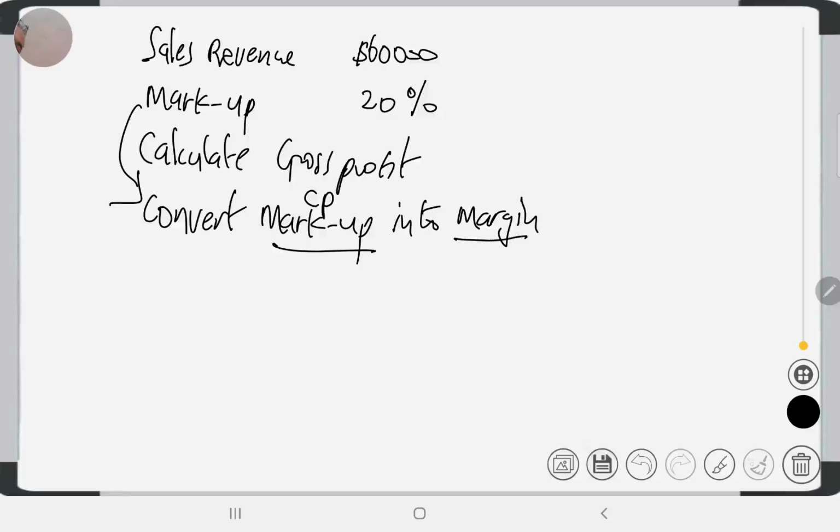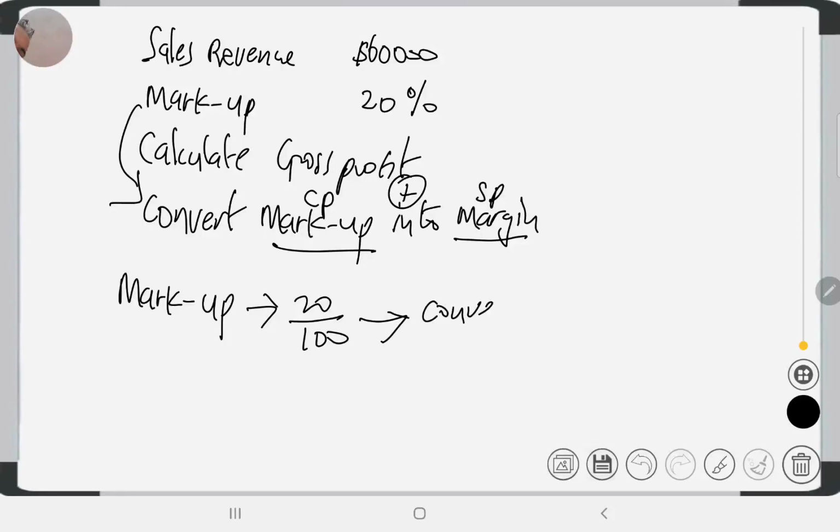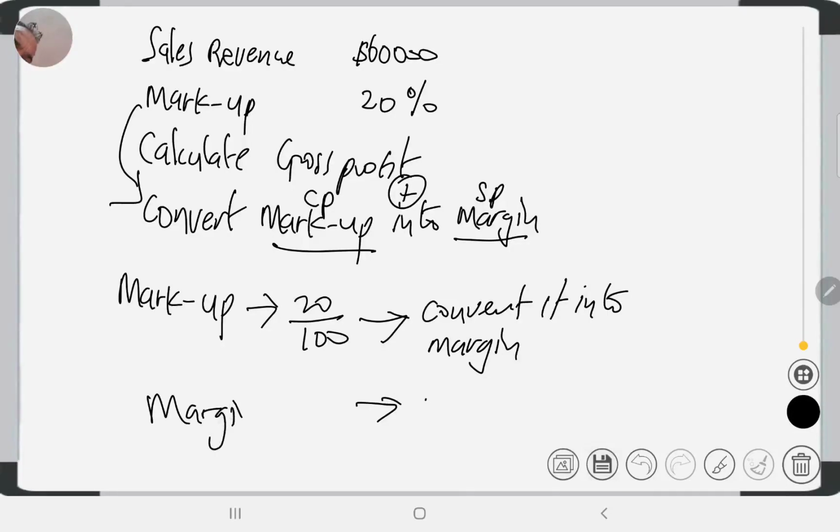Markup means cost price, margin means selling price. So in this case, we have to add to the cost price to convert it into selling price. We have markup of 20/100, and then we convert it into margin. This will give us margin of 20/120. So now we can calculate gross profit.